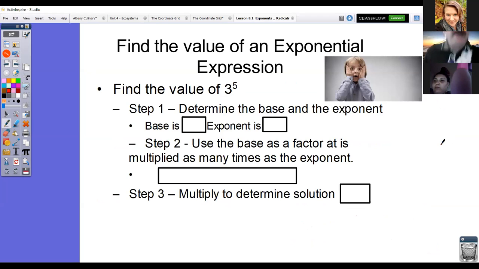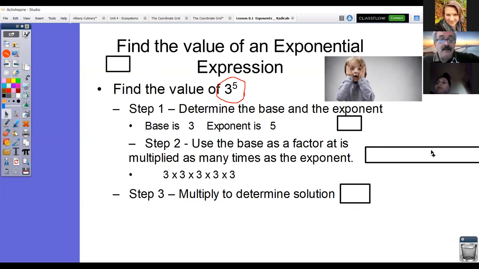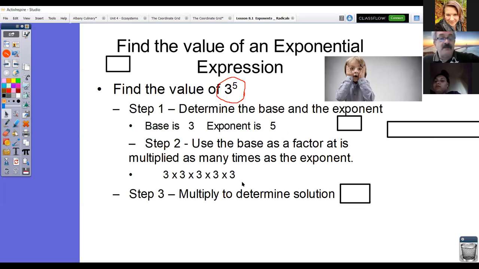All right, so if you had 3 to the 5th, the base is going to be your 3. That's the number that is multiplied, and the exponent is 5. That tells you how many times 3 is going to be multiplied. So if you did it out in longhand, you'd have 3 times 3 times 3 times 3 times 3. Okay, and if you multiply those all together, you'll get 243. I think I did that right. I hope I did that right.